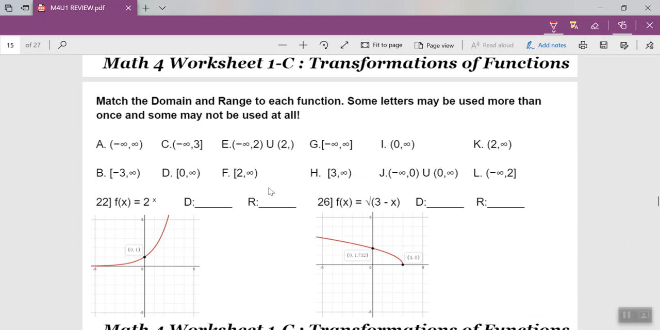So for here, the domain is once again A, goes on forever, but the range goes from 0 to infinity, which is like this, because we can't use the bracket because it never actually touches 0. So it goes here.